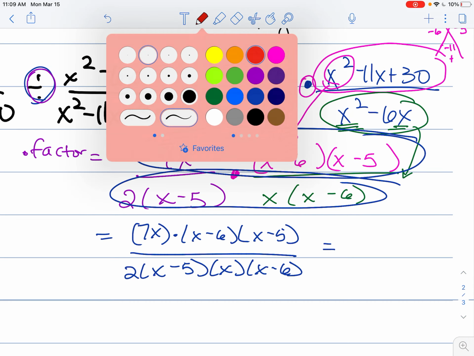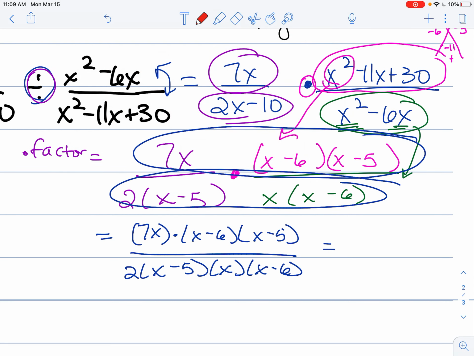And now we're going to cancel any like terms. So I know x minus 6 and x minus 6 are both on top and bottom. We can cancel those. X minus 5 and x minus 5 cancel. And the 7 times x is its own factor. We can cancel that out with right here. So we're left with, I'm going to go and circle them, 7 over 2. And we're done.